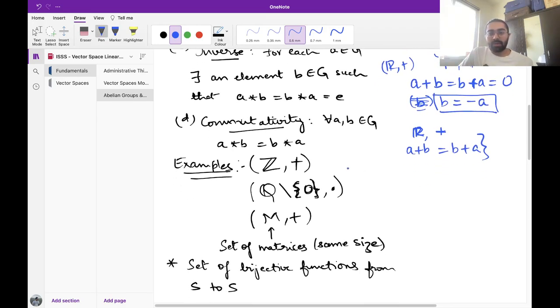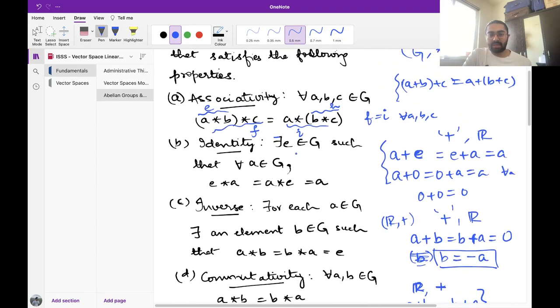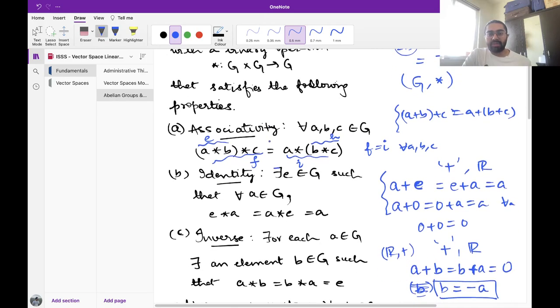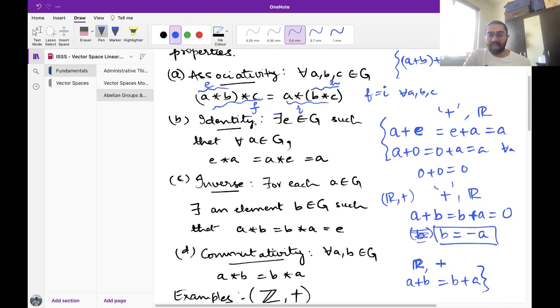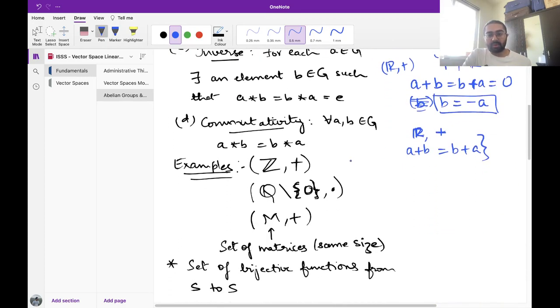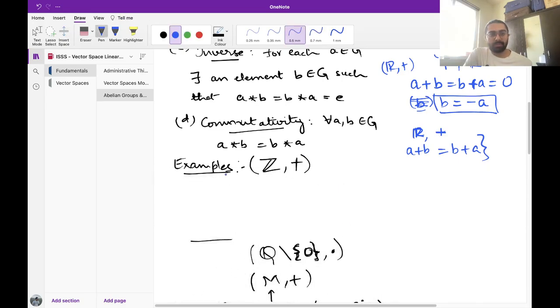Okay. So now we'll look at some other examples of this Abelian group. The idea is that, given a set G and a binary operation, you need to check whether these properties hold. If they hold, we call it an Abelian group, right? Now, let's look at this: Z comma plus. Any thought processes on how you would go about doing this? Integers with the plus operation. Correct.